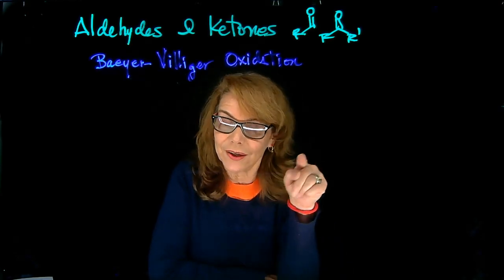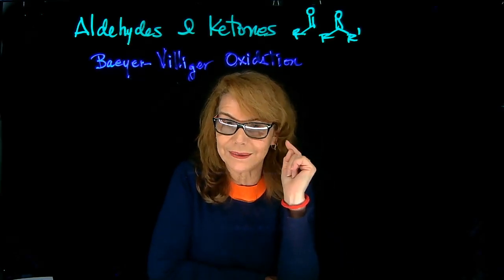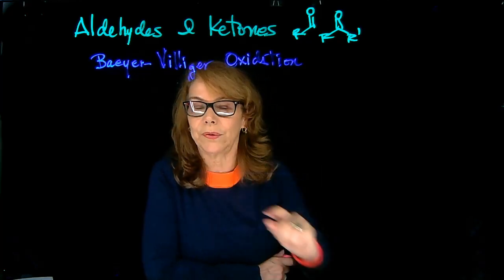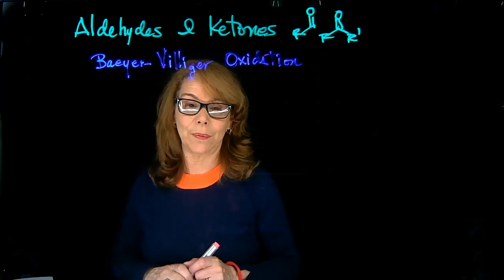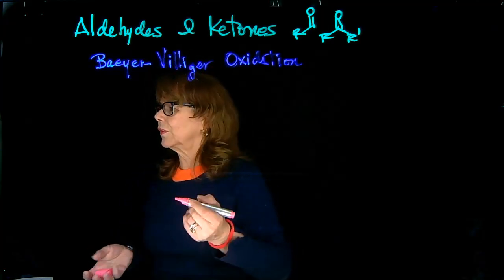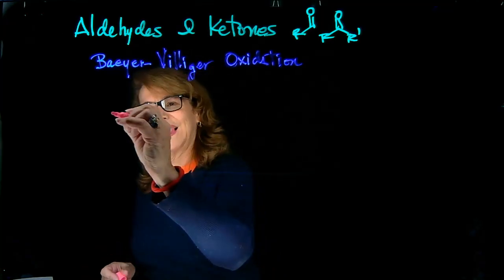We're going to study another reaction that happens with aldehydes and ketones, and that is the Baeyer-Villiger oxidation. This reaction uses peroxy acids. So first, let's say what is a peroxy acid.